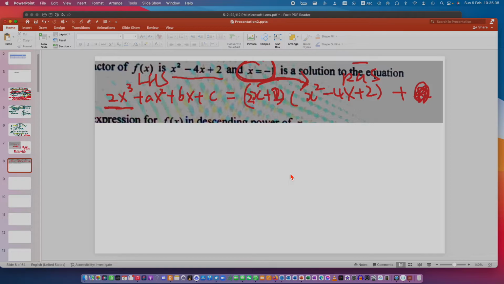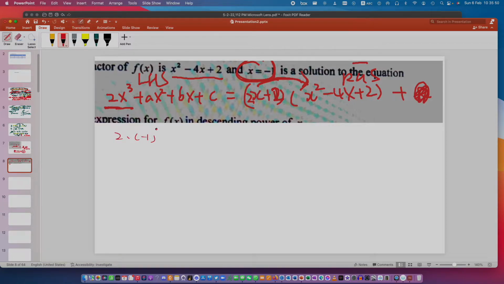Okay. Over here. If you sub it into the left hand side, then you will get 2 times negative 1, right? So just do it first. This is the left hand side. Then the right hand side will be, since this is 0, 0 times this is 0, so it's 0. Okay, good. So you get one equation.